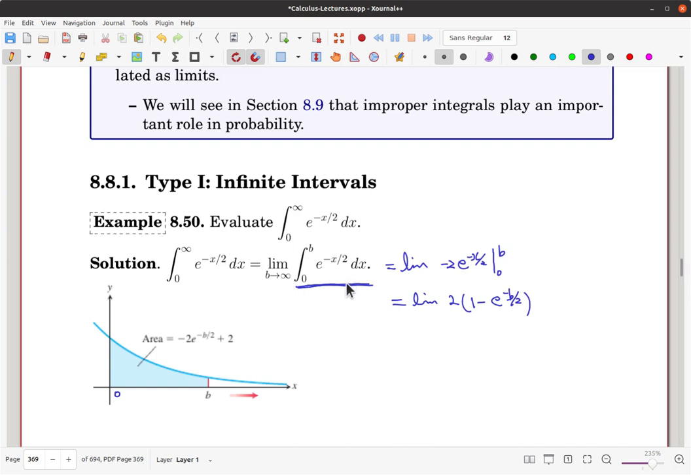Okay, so we got the integral for this portion, and we have to take a limit. As b approaches infinity, we know that this value converges to 0, so the limit must be 1. So that is the final value. In this way, we get the improper integral by using the limit technique.